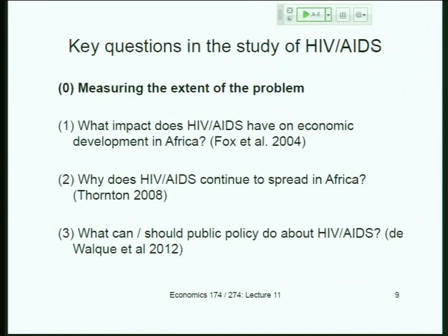So there's a couple of different public policy responses we'll talk about. And the different papers on the reading list sort of correspond to these different questions broadly. So, there's obviously a kind of a progression to these questions. We're going to try to understand the extent of the problem and then try to understand how to solve it.